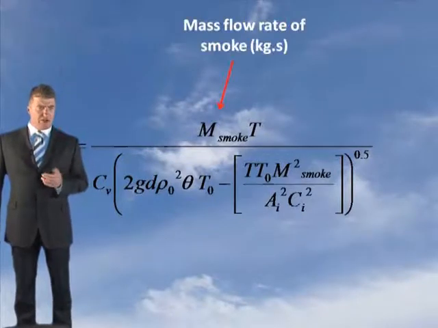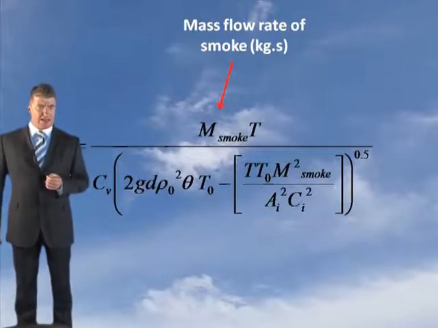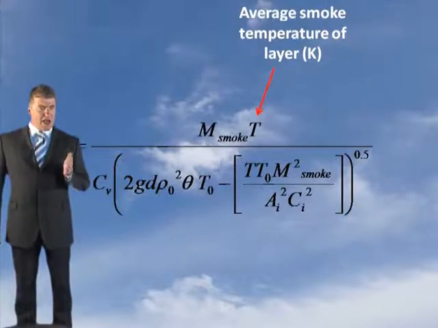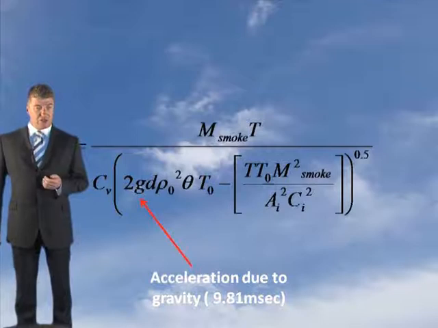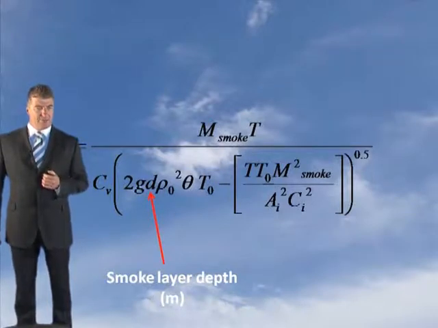Your M smoke is your mass flow rate of smoke in kilograms a second. Your T is your average smoke temperature of the layer. Your CV is your vent coefficient. You've got G, which is acceleration due to gravity, which is normally taken as 9.81 metres a second squared. Your D is your smoke layer depth.